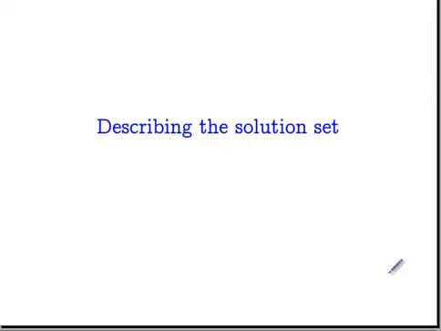Okay, in the first video we saw that some systems of linear equations have a unique solution, some have no solution, and some have an infinite number of solutions. So let's see if we can describe the solution set for different systems of linear equations.